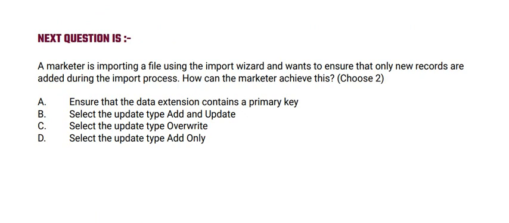Choose two options. And the options are: Option A, ensure that the data extension contains a primary key. Option B, select the data type, select the update type, add and update. Option C, select the update type overwrite. Option D, select the update type add only. The correct option is option A and B.